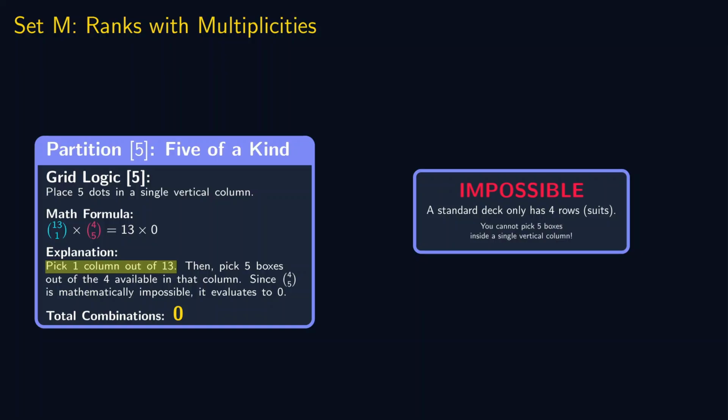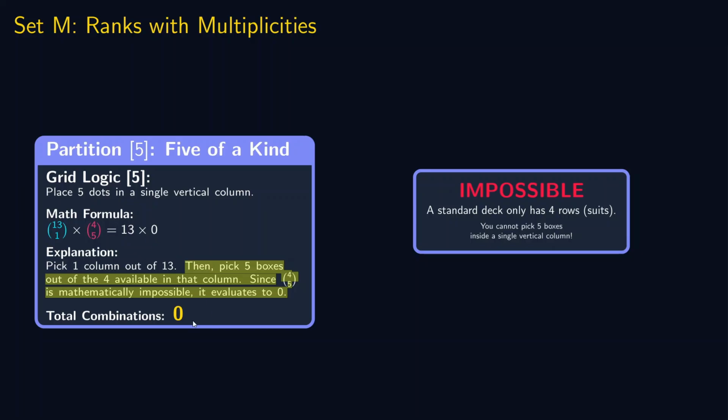But the second part is where everything collapses. 4 choose 5 is asking us to select 5 items from a group that only contains 4. In combinatorics, this is simply not allowed. When the number you want to choose exceeds the number available, the result is 0. There are 0 ways to do it. Not one way. Not a small number. Exactly 0. So the full calculation is 13 multiplied by 0, which is 0.